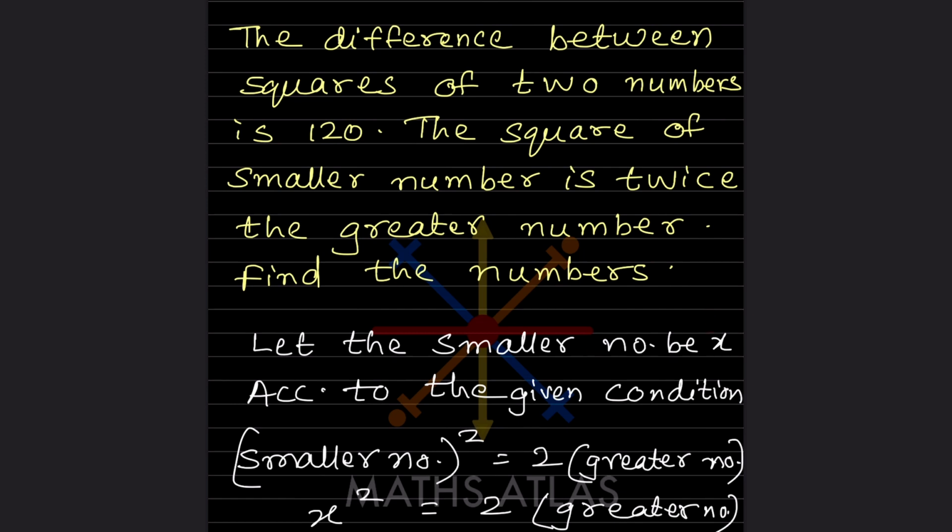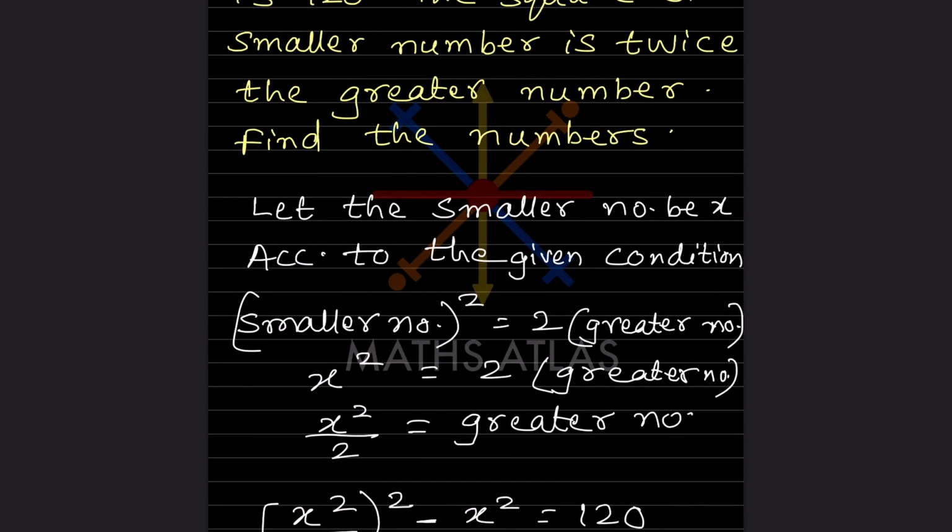So according to the equation, what did they say? The difference between squares of the two numbers is 120. And the square of the smaller number is twice the greater number. The smaller number is x, so its square is twice the greater number. This is multiplication, so 2 will go here, and the greater number is x square by 2.